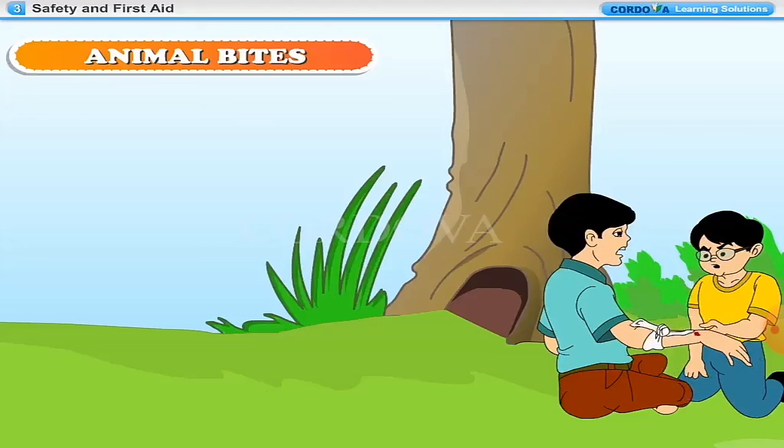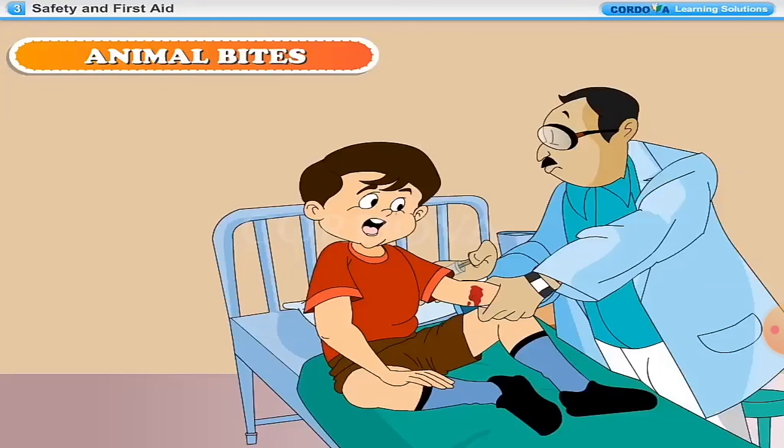Apply a tight bandage just above the bite to stop the flow of blood to the heart. Take the victim to the doctor. The doctor may give anti-venom injections.